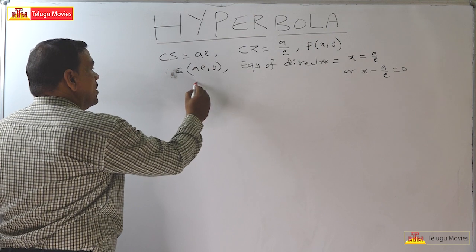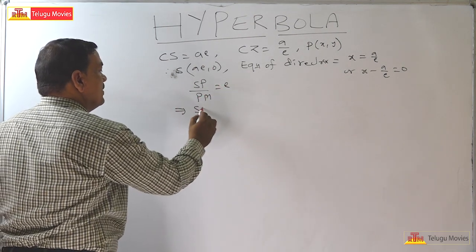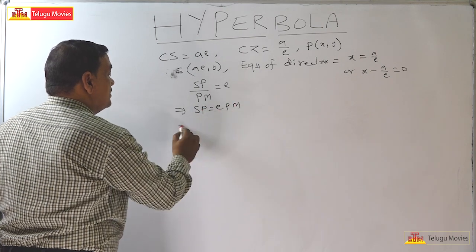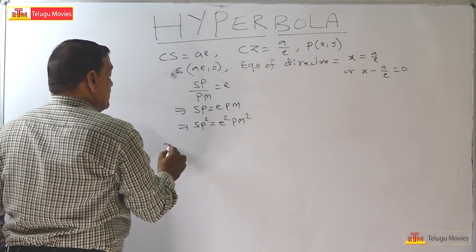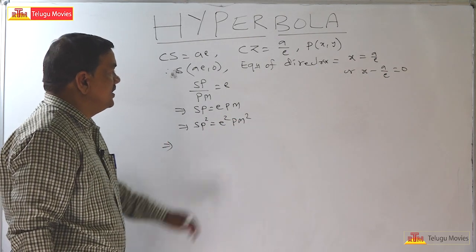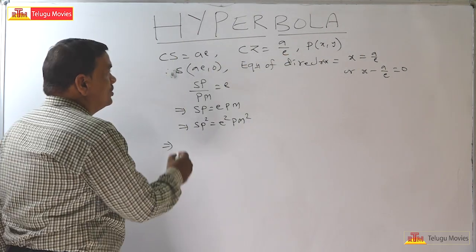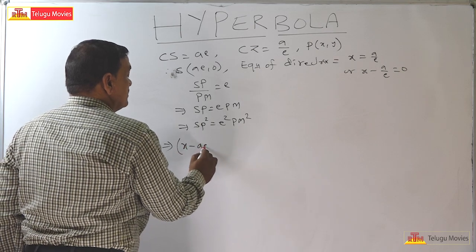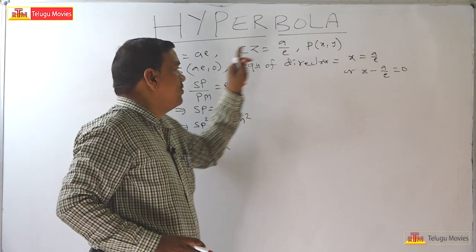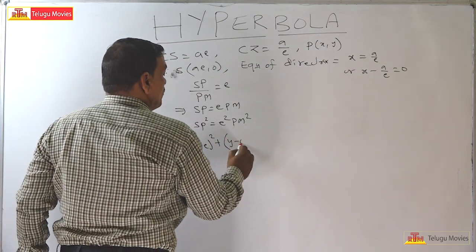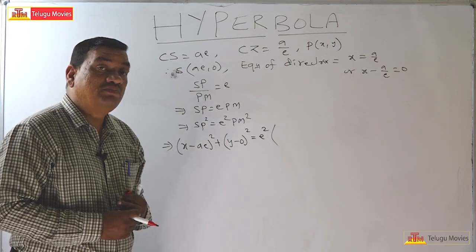Then we have SP by PM is equal to e. This implies SP is equal to e PM. This implies SP square is equal to e square PM square. SP square means the distance between S and P, of course without square root. So this is nothing but (x minus ae) whole square plus (y2 minus y1) whole square, so that is (y minus 0) whole square.